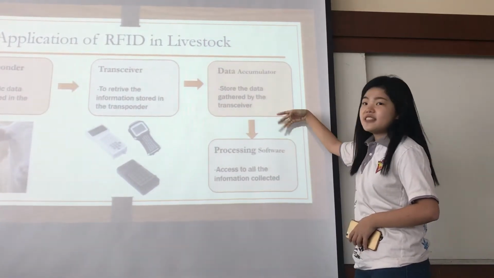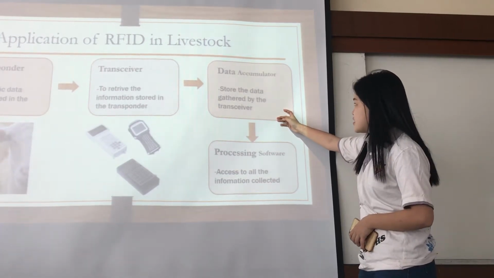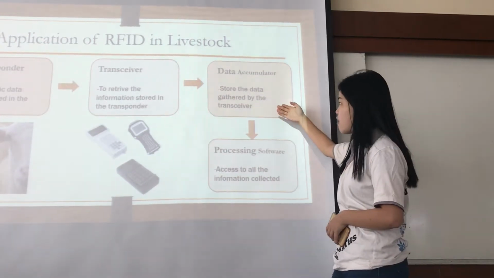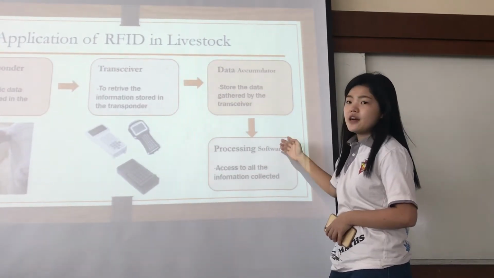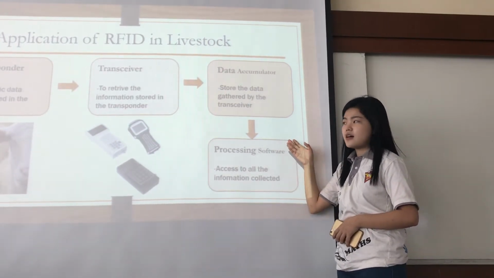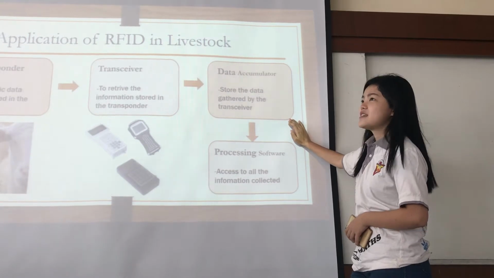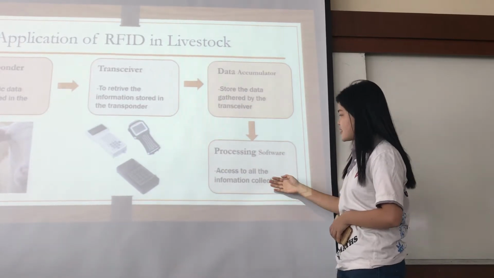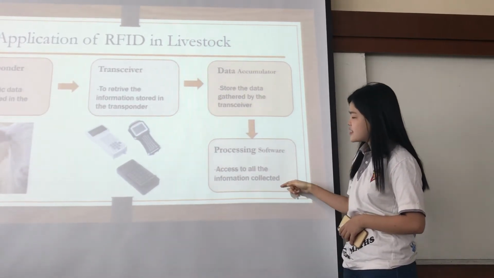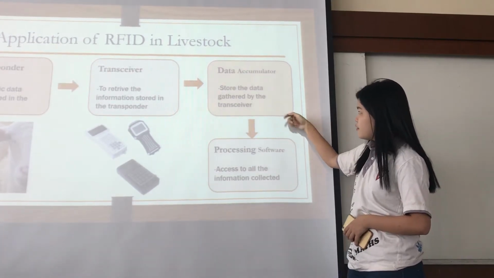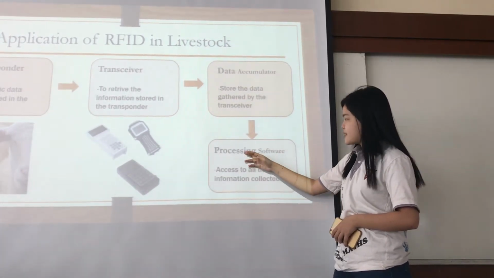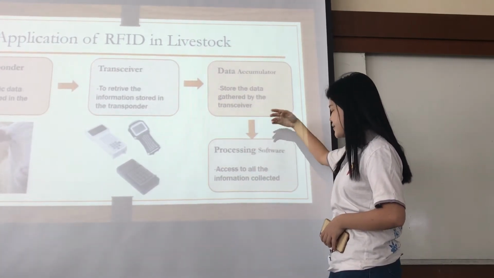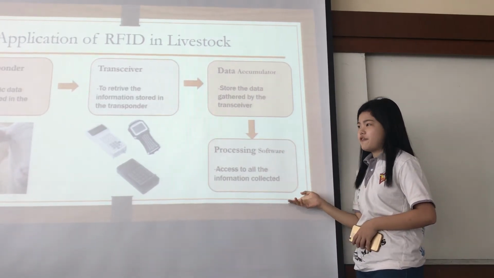Next is the data accumulator. The data accumulator is also an electronic device where the information collected from the transceivers is stored or accumulated. This could be a computer or a PDA, which is a personal data assistant, or any other electronic device. And lastly is the processing software. The processing software is used to access all the information collected from the data accumulator, and to transform the information collected into recognizable and useful information.